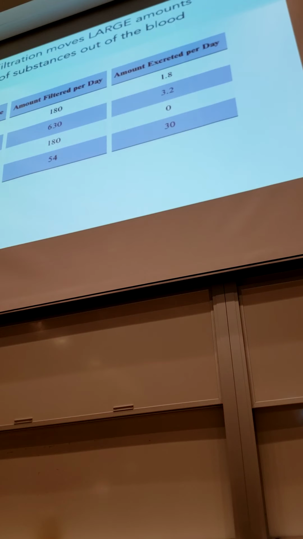3 grams out of 630. Very small percentage. Glucose, we pull all of it back, right? Unless we've got a problem. And urea, which is a waste product, so we get rid of some of it, but not all of it. But we get rid of enough of it.